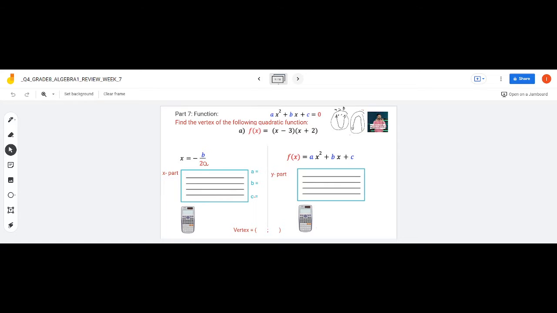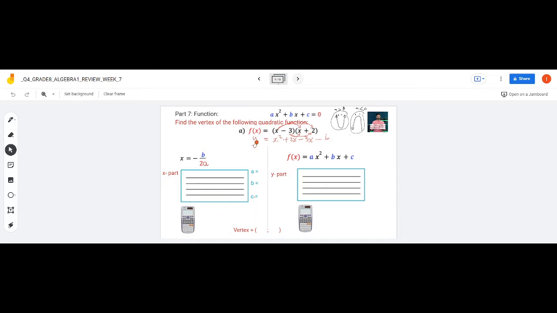Now we have to make sure that it's in standard form. In this case, it is not. So what do we do? Whenever you see brackets, you have to make sure that you multiply them out. All right. And also very, very important, whenever you see f of x, that is the same as y. So I'm going to go ahead and write a y in the place of f of x equals x times x, that will be x squared, x times positive 2, that's positive 2x, negative 3 times x, that's negative 3x, negative 3 times positive 2, that's negative 6.